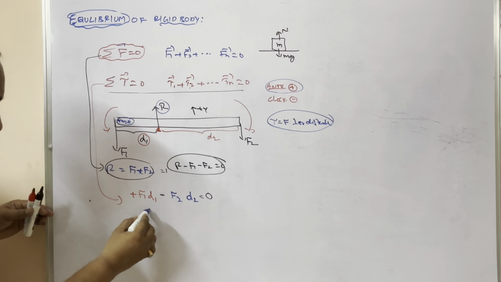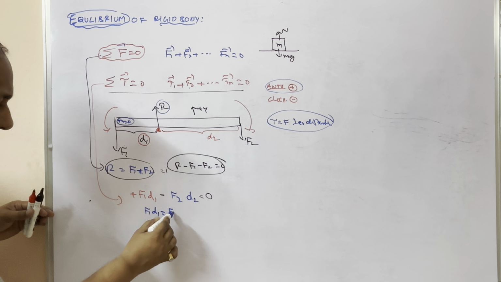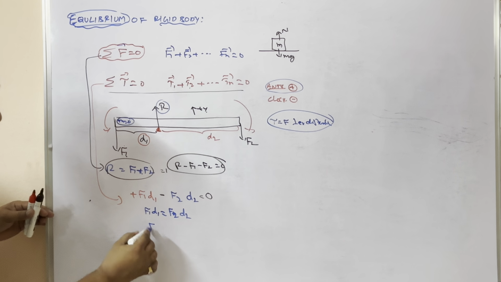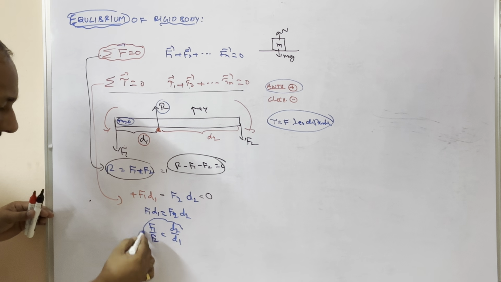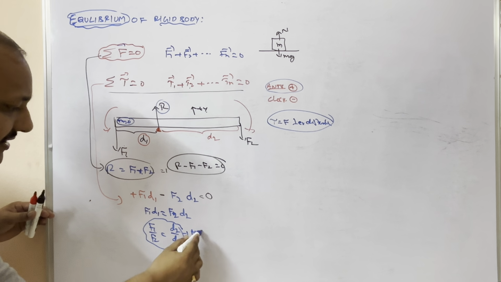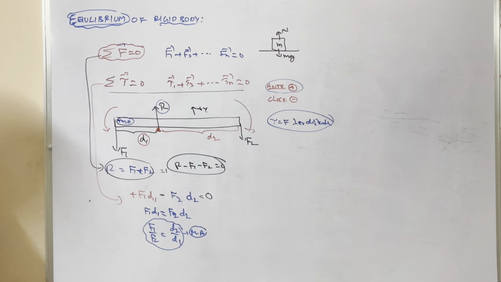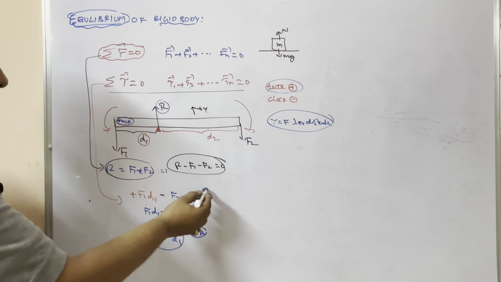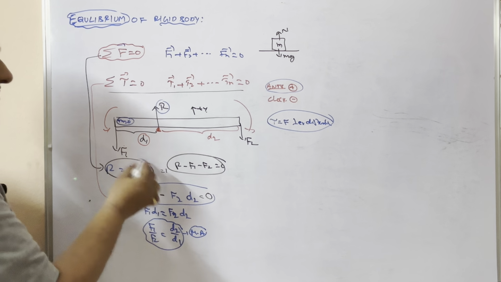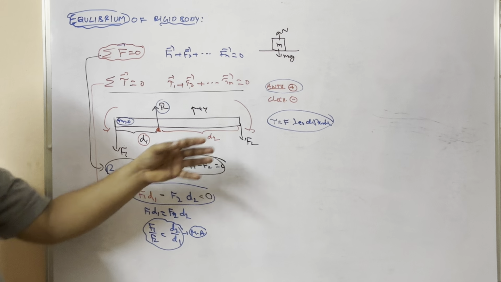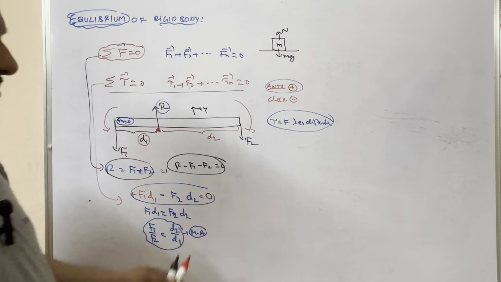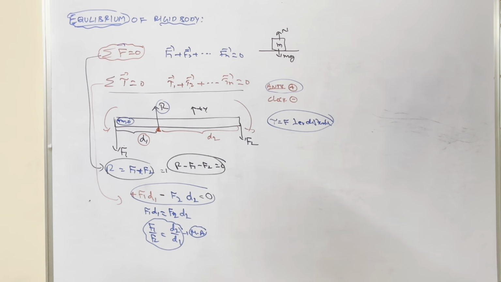Now F1 d1 is equal to F2 d2. So F1 by F2 is equal to d2 by d1. This is what we will call mechanical advantage. They will say this is the principle of moments. This one and this one you can apply in so many problems. Now how to apply, we will see one or two problems, upward forces and downward forces.